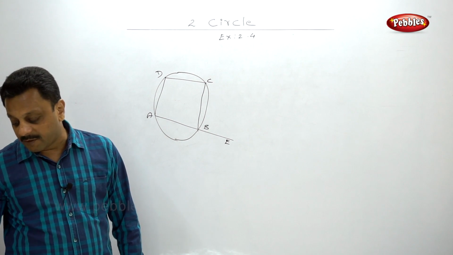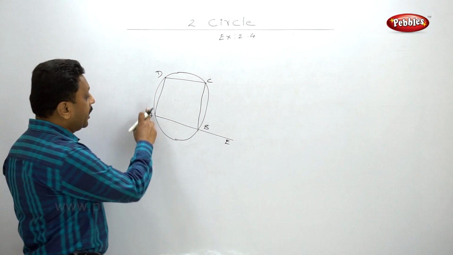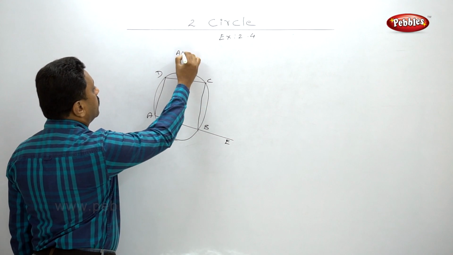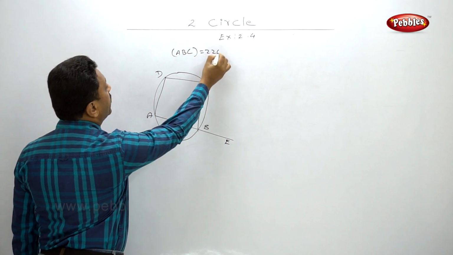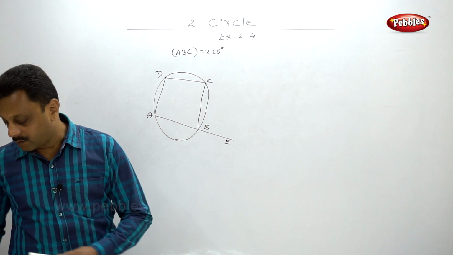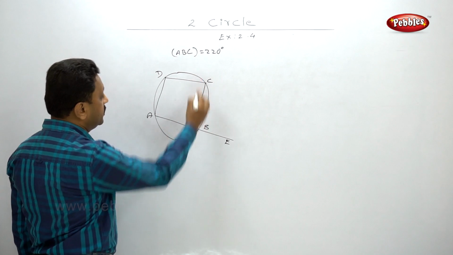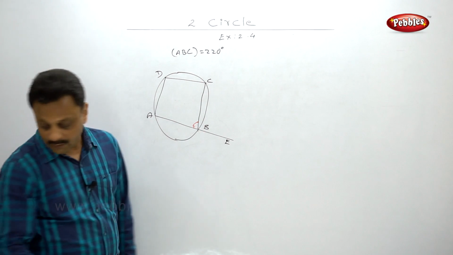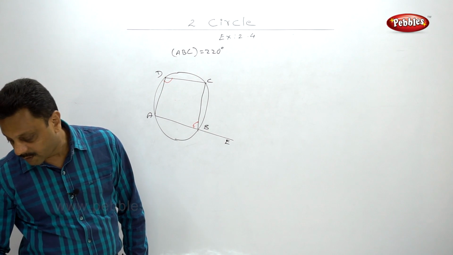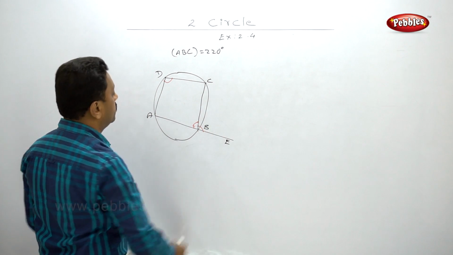Let us read the problem. ABCD is a cyclic quadrilateral. Major arc ABC is 220 degrees. ABC is, this is 220 degrees. Find angle ABC. What is to be found? Angle ABC, this angle. Then angle CDA, this angle. Then angle CBE, this angle.